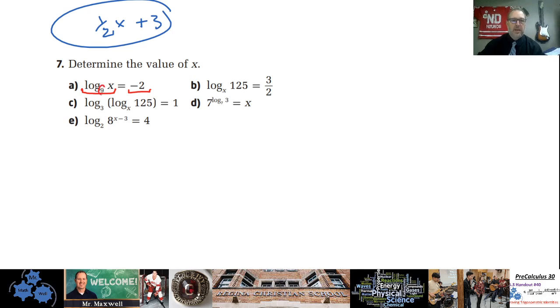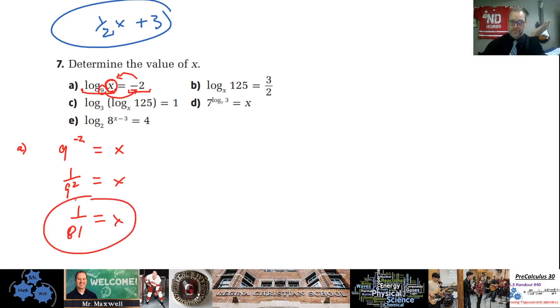So I start with this base of 9. Okay, so here's a 9 to the power of -2 equals whatever is inside here, right? 9 to the -2 equals this. You do a little circle. So that is x. Okay, well, this is 1 over 9 squared equals x. That's 1 over 81. Equals x. Okay, good. Now the next one here, let's do b.